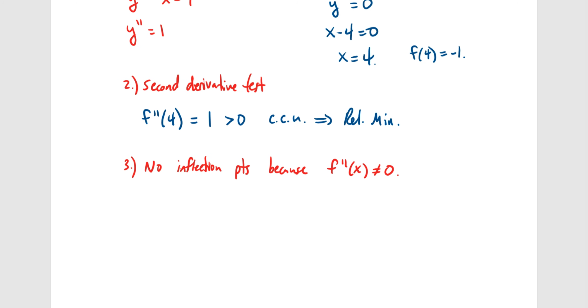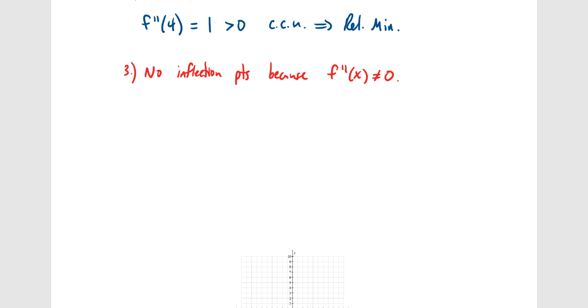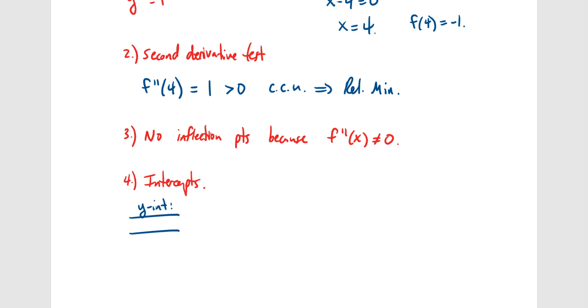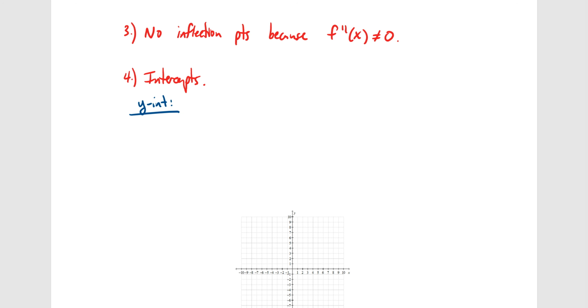And since we know what kind of function this is, we know it's a quadratic, the only other thing we really have to worry about here is going to be the intercepts. So let's go ahead and take a look at the intercepts. We find the y-intercept when x equals 0. So if we plug in x equals 0 into the function, that's going to give us y equals 1/2 times 0 squared minus 4 times 0 plus 7, which gives us y equals 7.